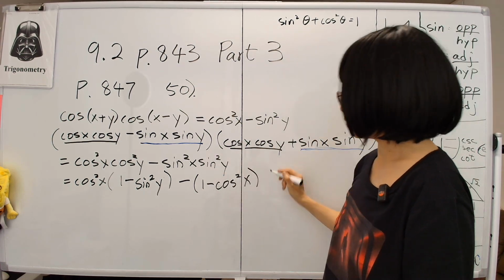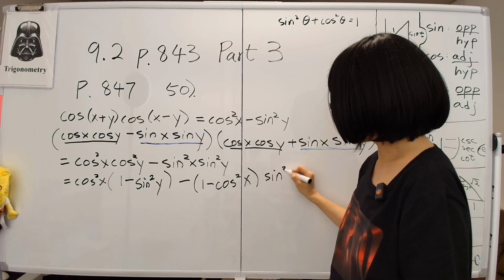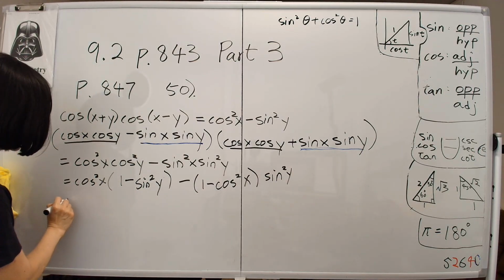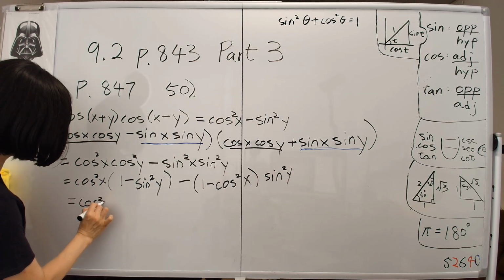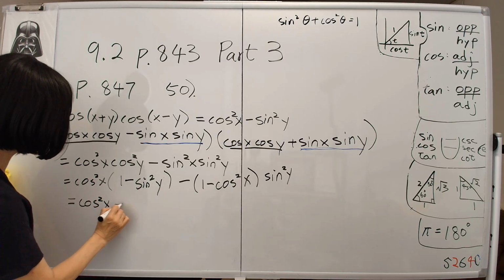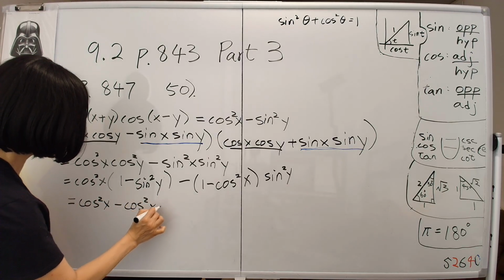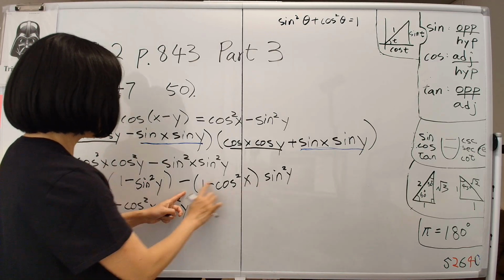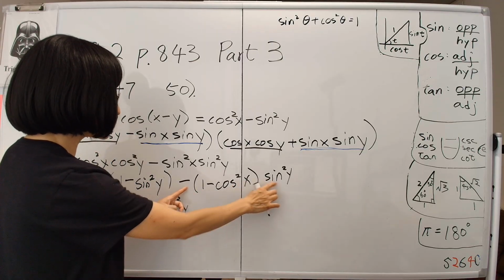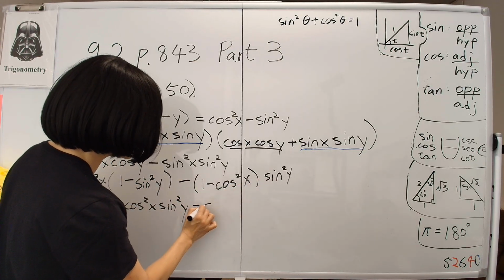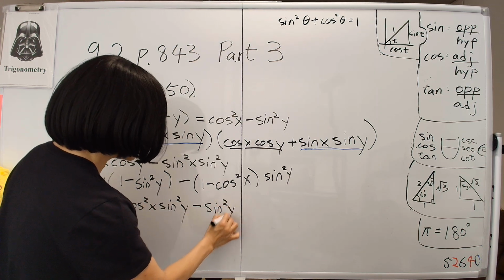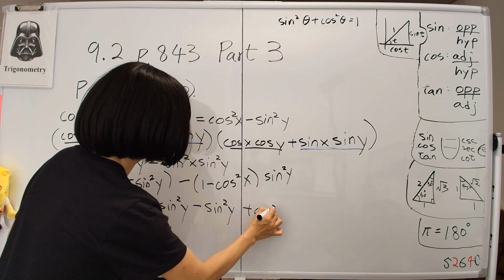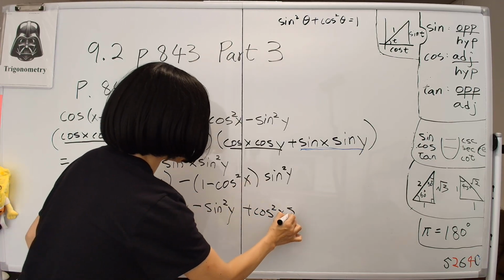Again, from this principle, we're keeping the sine squared y. And at this point, we have the cosine squared x is equal to cosine squared x, okay? And then this is the minus cosine squared x, and then sine squared y. And then over here, we have minus sine squared y, okay? 1 times sine squared y, and there's a minus sign. So we have minus sine squared y. And then this multiplied together becomes plus cosine squared x times the sine squared y.